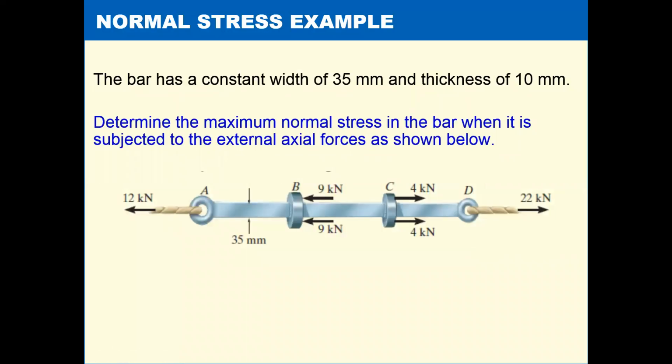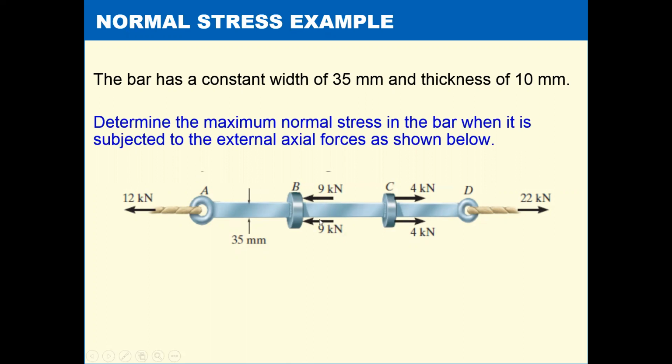Now, if we apply this idea to a little bit more complicated structure, we have external forces applied at the two ends, 22 and 12 kilonewtons. Then we have these rigid discs where we're applying a total of 18 kilonewtons here and a total of 8 kilonewtons here. If you apply the equation, the sum of the forces in the x direction equal to 0, you would see that this structure is in static equilibrium.